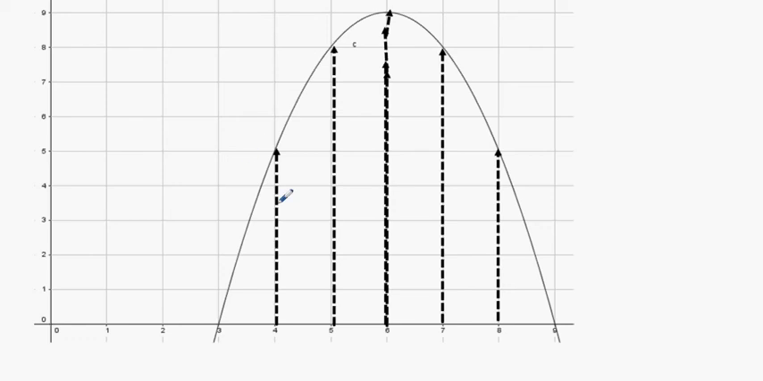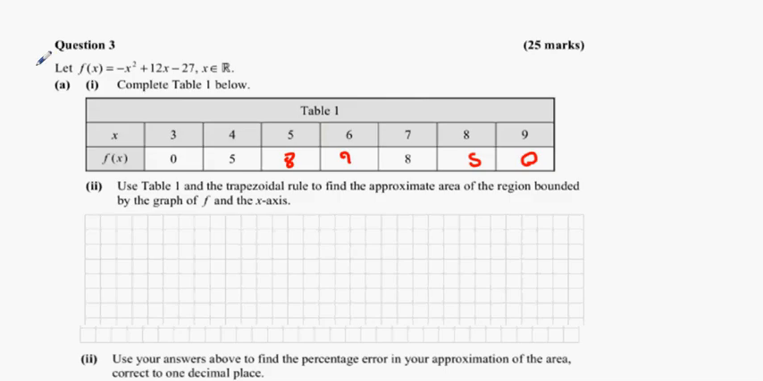So height of 5, height of 8, height of 9, height of another 8, height of 5. Please remember the first and the last are both zeros. Okay? And the width is going to be equal to 1. Okay, so the width here is going to be equal to 1. So when we're doing the graph, it's h over 2 first plus last plus 2 times the remaining. Okay? And when you do this, the h value is 1.